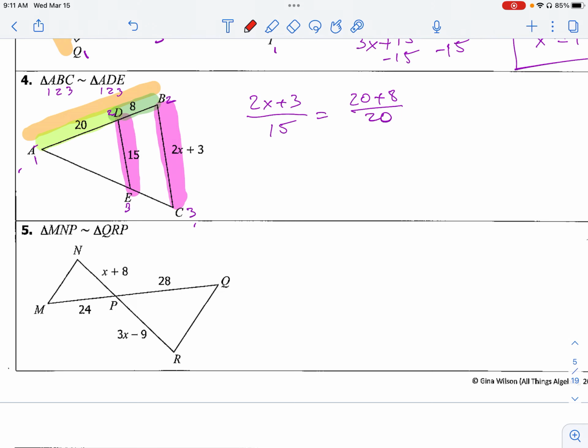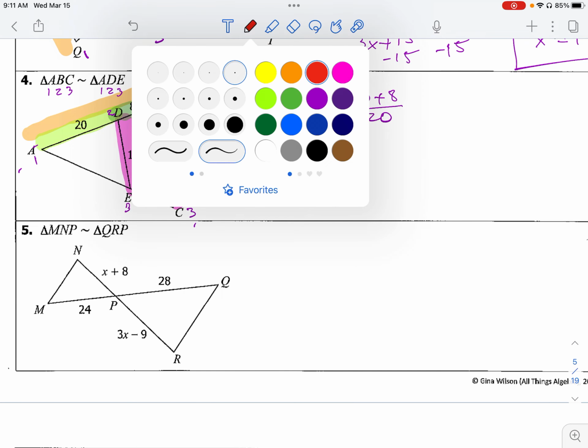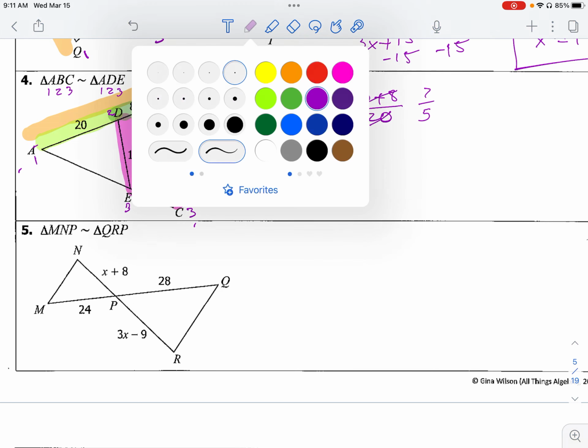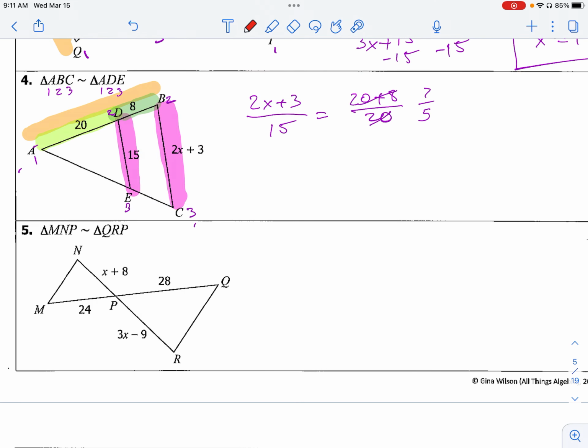All right, so here we got 28 over 20. That reduces down. Let's see, 28 and 20 both can be divided by 4. 28 divided by 4 is 7, and 20 divided by 4 is 5. Now we got some numbers we can work with that are real easy.